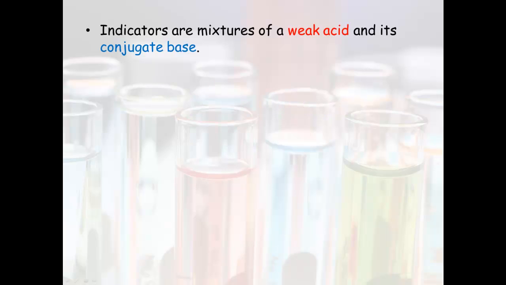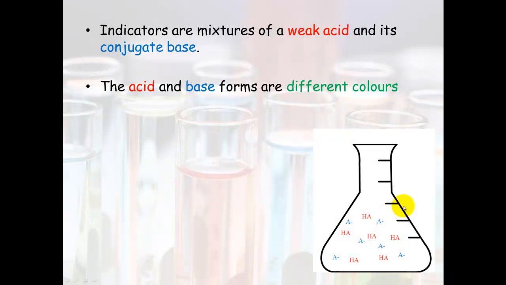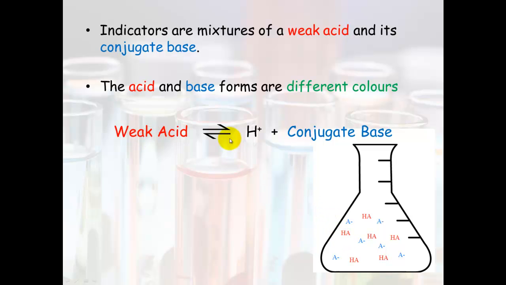Acid-base indicators. Indicators are mixtures of weak acids and their conjugate bases. And the acid and the conjugate base are different colours, and it looks something like this. So here we've got our weak acid, which is your HA, and it will lose that proton to become its conjugate base, which is represented by A-. So here you can see HA loses or donates its hydrogen to become the conjugate base, which is A-. Both the acid and the base have different colours.